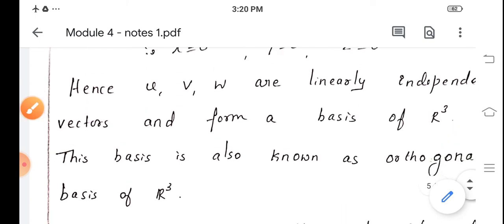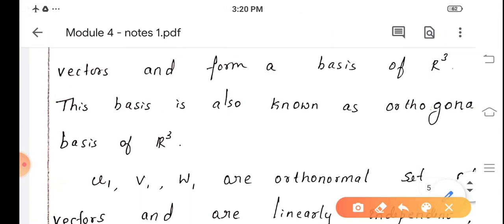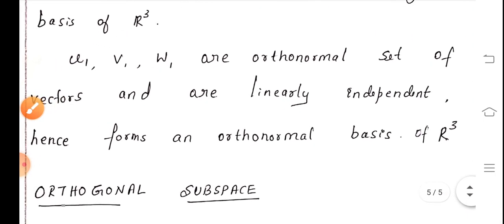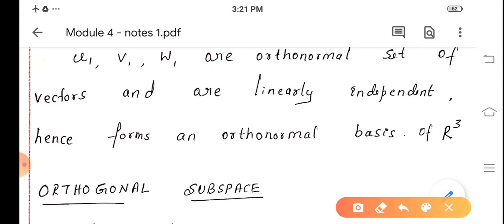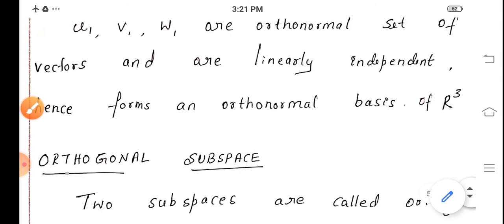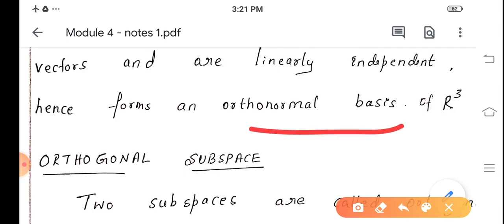And since these vectors are orthogonal, we can say that this basis is an orthogonal basis of R3. Similarly, we have proved that u1, v1, w1 are an orthonormal set of vectors and they are also linearly independent. So we can say that these form an orthonormal basis of R3.